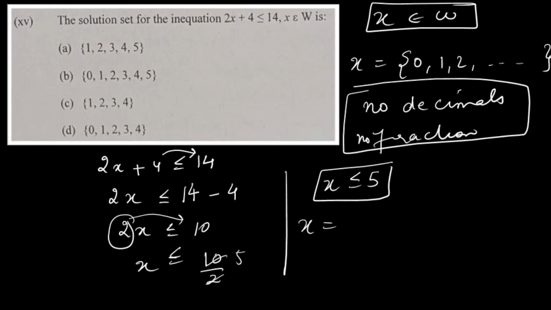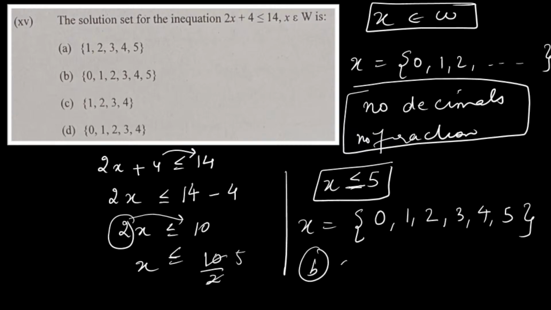So the solution set will be all whole numbers less than or equal to 5. Whole numbers start from 0. 0 is the smallest whole number. 0, 1, 2, 3, 4 and 5 also. We have to include 5 also because it is equal to 5. So which option? Option B. Anika and Likhita have given the answer, option B. Even Jayashree has given option B.